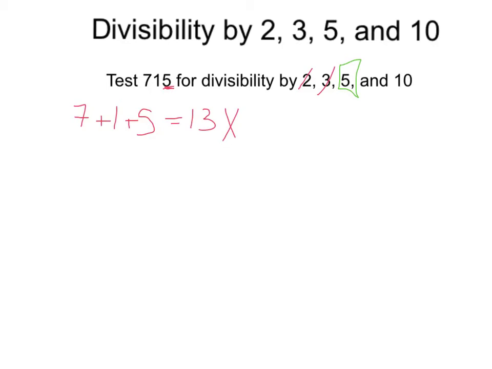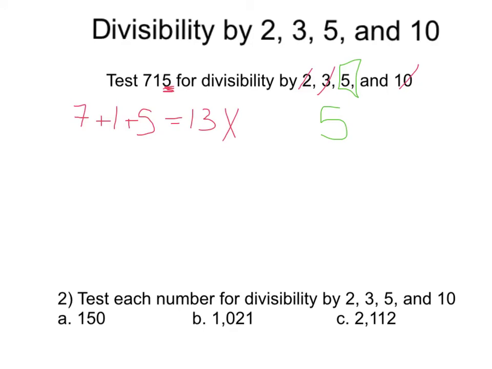Last one is 10. For it to be divisible by 10, it has to end in a 0. We've already established that it ends in a 5, so 10 does not work. So for this one, the only one that works is 5. But you need to go through and test out every single one that they ask you about. Don't just look at them and go, oh, well, I think that's what it is, and move on, because a lot of these will have multiple answers. Pause the video and do the tests for 2, 3, 5, and 10 for these three numbers.